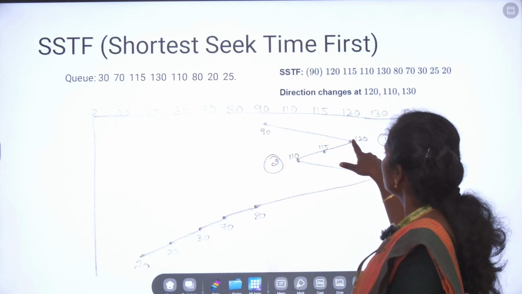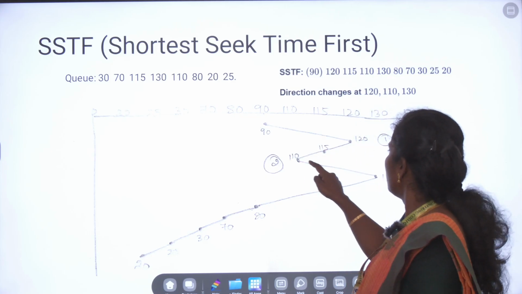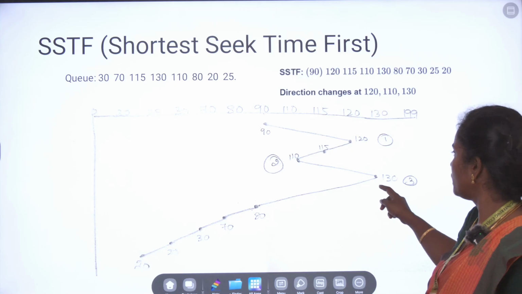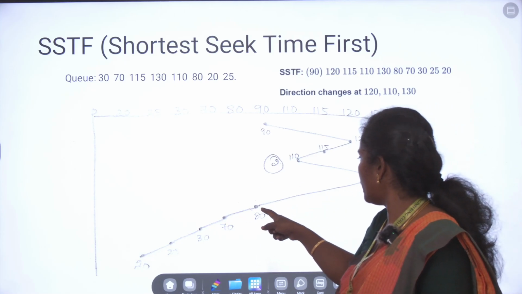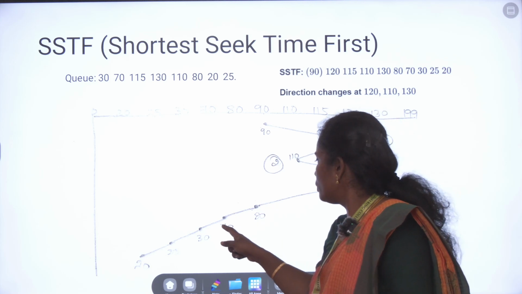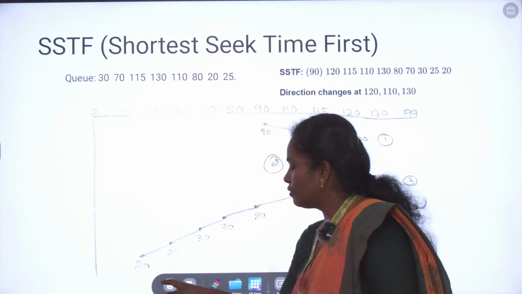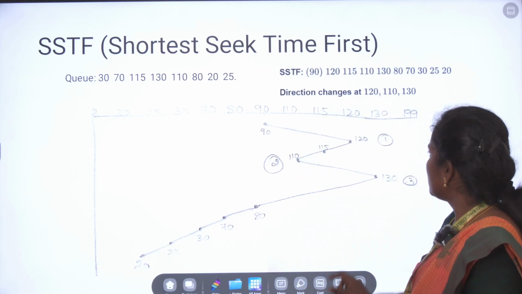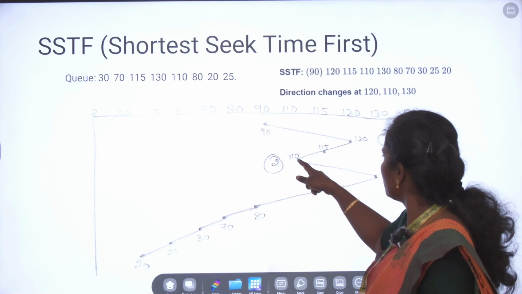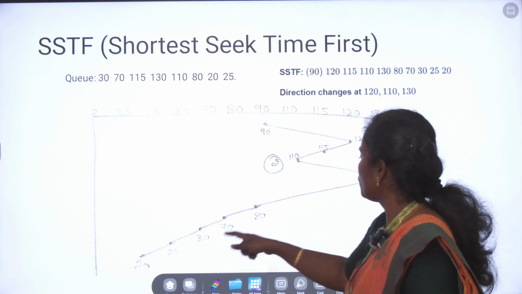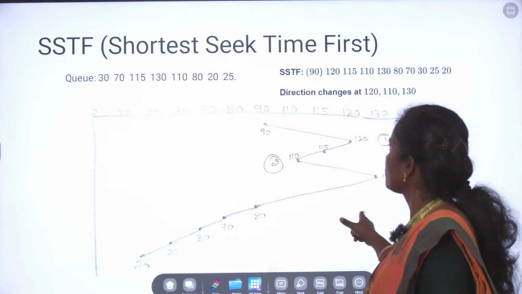From 120 the shortest distance is 115. From 115 the shortest distance is 110. From 110 the shortest distance is 130. After that, among the remaining requests we check the shortest distance, which is 80, then 80 to 70, 70 to 30, 30 to 25, and then 25 to 20. At last, see here, it changes direction 3 times: from 120 to 110, 110 to 130, 130 to 80. So for SSTF, the change of direction is 3 times.